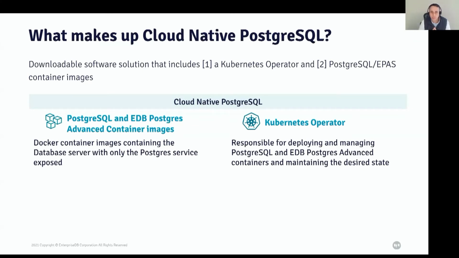So what makes up Cloud Native Postgres? What are we actually talking about here? The tangible components of Cloud Native Postgres are the Kubernetes operator with all of the expertise for deploying and managing the complex application that is Postgres high availability. And then, along with the operator, there are the operands, lightweight Docker container images for PostgreSQL and EDB Postgres Advanced. The same operator can manage both the database server types and different database versions. The only difference is the image name in your deployment manifest.